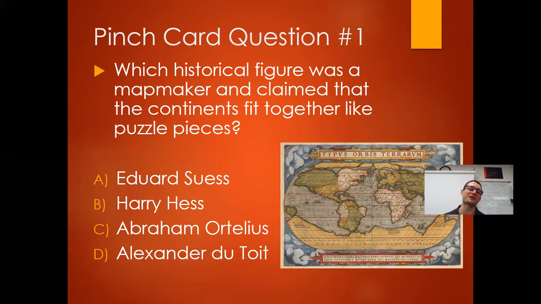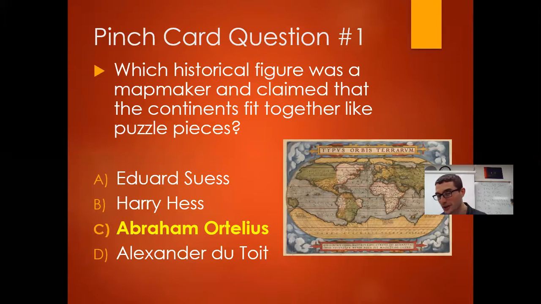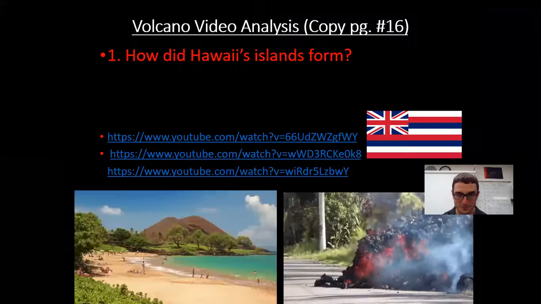Which historical figure was a map maker and claimed that the continents fit together like puzzle pieces? This is an old question. You guys know it. Is it A, Suess, B, Hess, C, Ortelius, or D, Du Toit? Pause the video, think about it, and the answer is going to be Ortelius. On your quiz on Friday, you're going to have to know some of these people's names and what they did. So be prepared to answer questions like this.